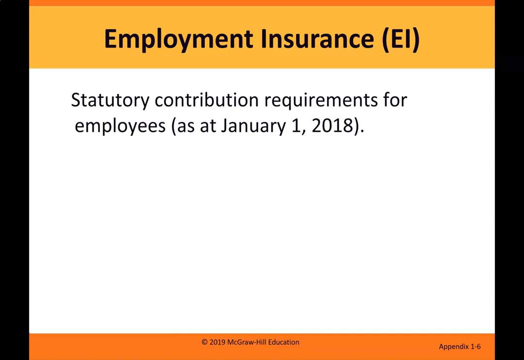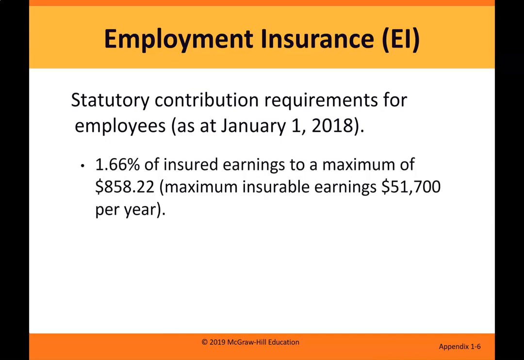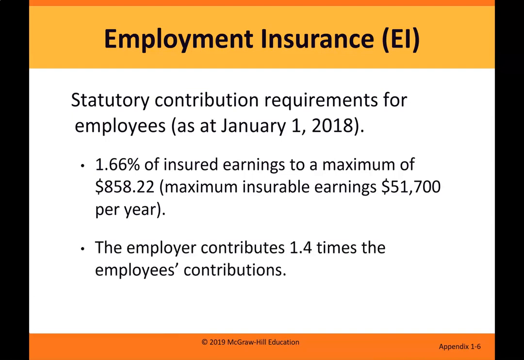Employment Insurance, EI. Statutory contribution requirements for employees as at January 1st, 2018: 1.66% of insured earnings to a maximum of $858.22. Maximum insurable earnings $51,700 per year. The employer contributes 1.4 times the employee's contributions.